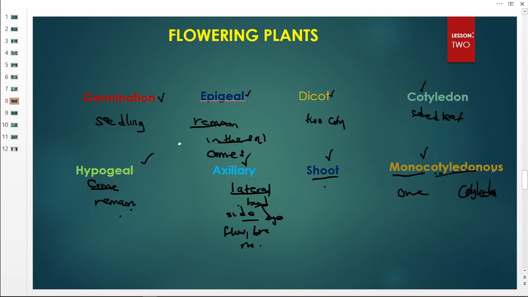One more time: monocotyledonous, shoot, axillary, hypogeal, germination, epigeal, dicot, cotyledon. I hope you've written these words down in your book with neat handwriting and organization.